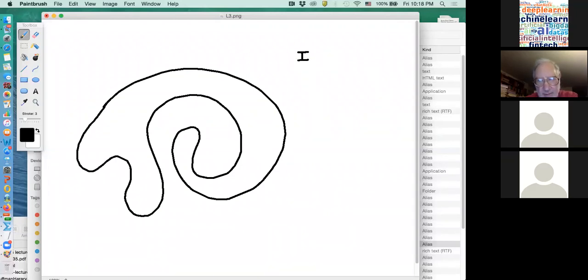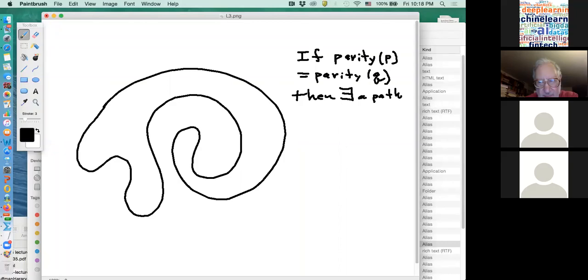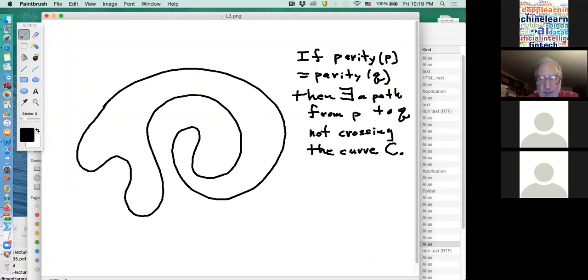that if the parity of P is equal to the parity of Q, then there exists a path from P to Q not crossing the Jordan curve. Then we will have what we want.